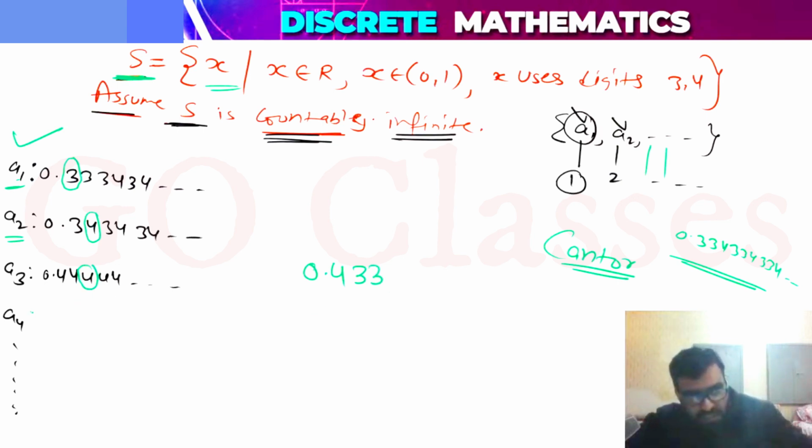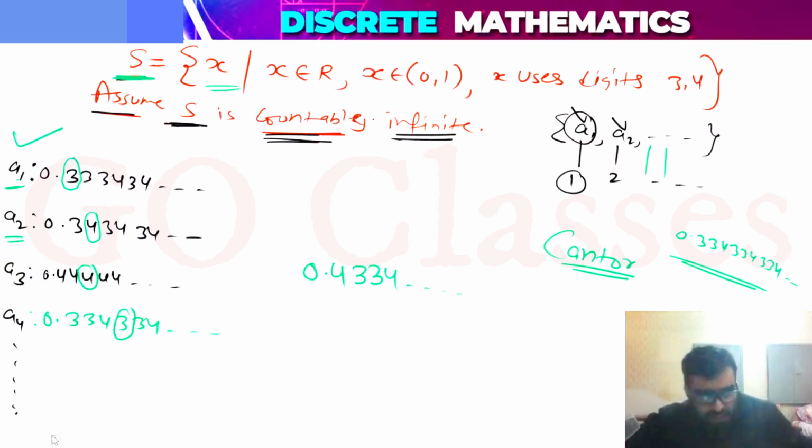Basically, in A4, let's assume A4 is any number you give me. Let's assume A4 is this. Then in A4, this is the fourth digit, so he made it different. Like this he kept going. Now he created a number like this.